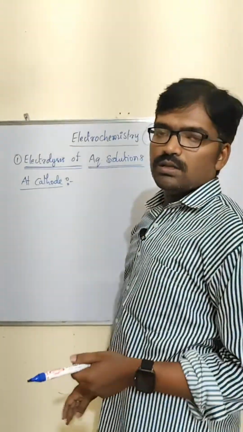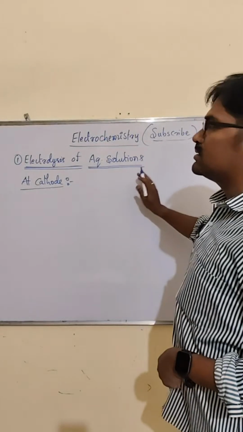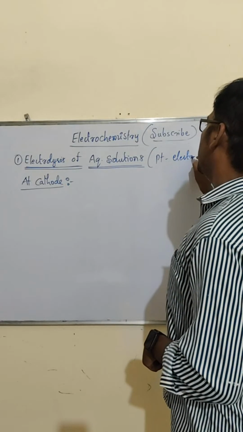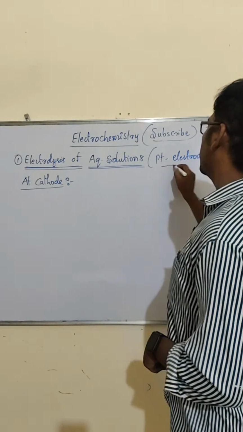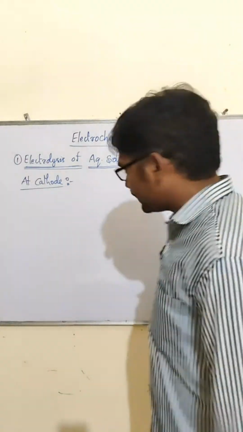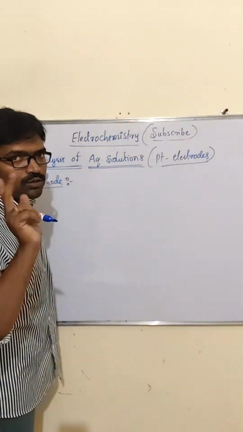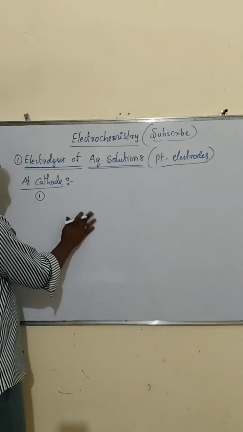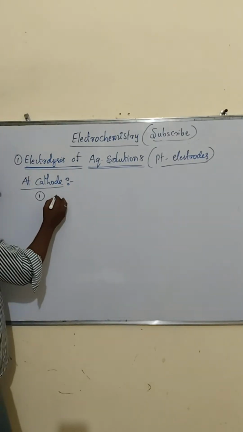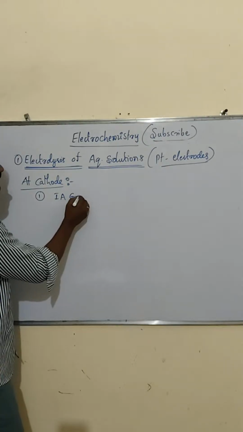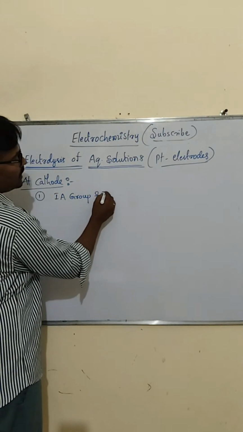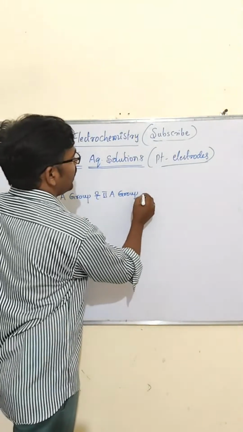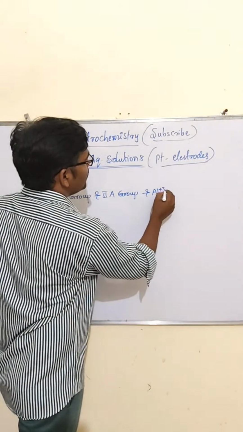These are electrolysis process in the presence of platinum electrodes, లేదా వాటిని మనం inert electrodes అని కూడా అనొచ్చు. In the presence of platinum electrode or inert electrode. See, look at cathode also 2 points you have to remember. So point number 1, what I told: first A group cations, first A group and second A group cations, and also Al plus 3 cations.